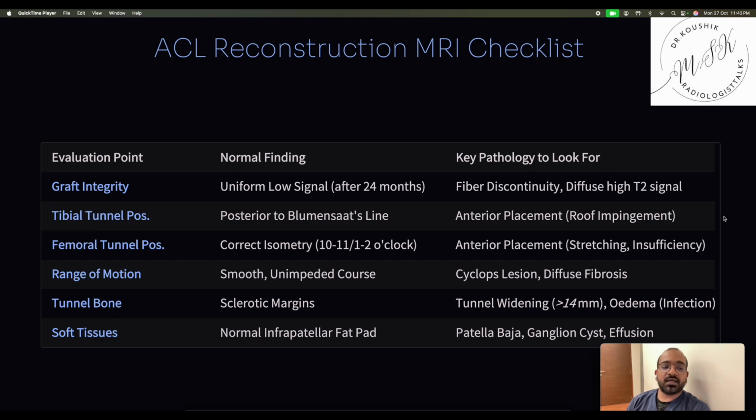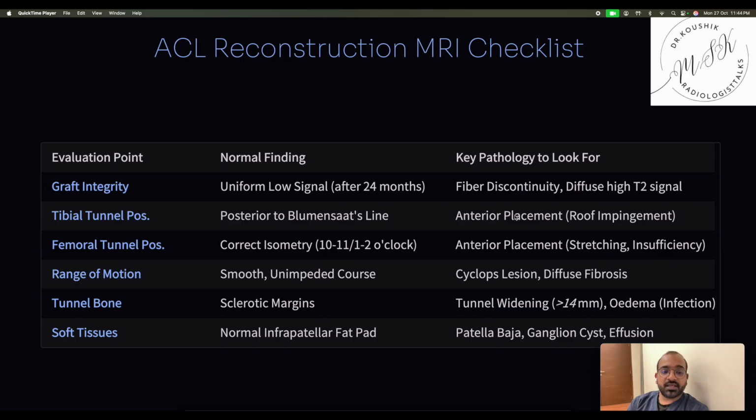Then integrity: one is signal, the other thing is discontinuity or increased signal intensity on T2-weighted images, as we have seen. Then tibial tunnel position, posterior to the line drawn for the Blumensaat line. What is the key here, or what do we need to look for? If there is any roof impingement, how do we know anterior placement of the tibial tunnel? If the tibial tunnel is anteriorly placed to the Blumensaat line, then we can expect roof impingement.